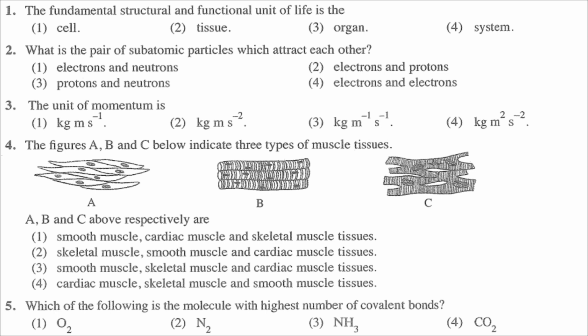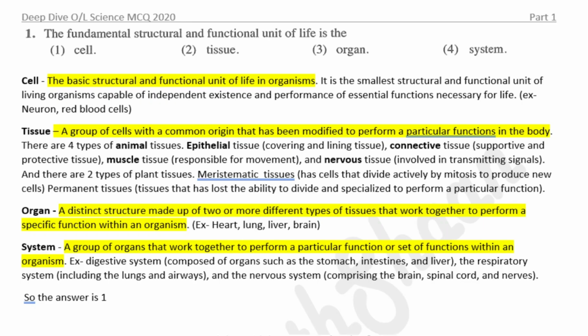Then we have organ, a distinct structure made up of 2 or more different types of tissues that work together to perform a specific function within an organism, like the heart, lung, liver, brain. Then we have system, a group of organs that work together to perform a particular function or set of functions within an organism is called a system.